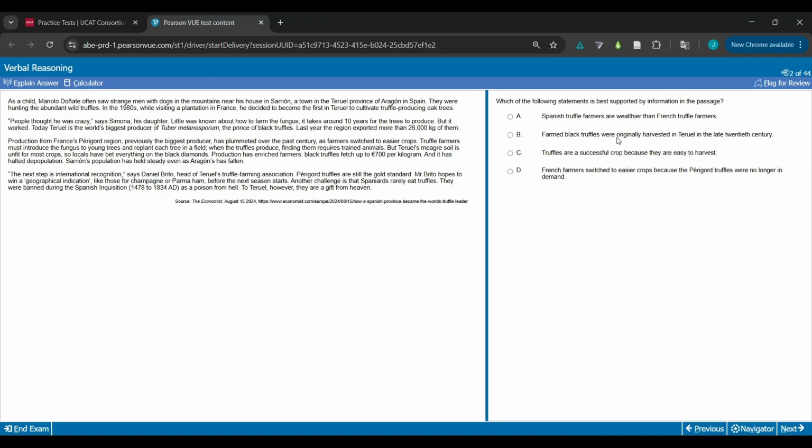So here, I remember right at the top it said that's when someone became the first to cultivate truffle producing oak trees. So I think this is going to be the answer. Originally harvested in late 20th, 1980s, takes 10 years for trees to produce.